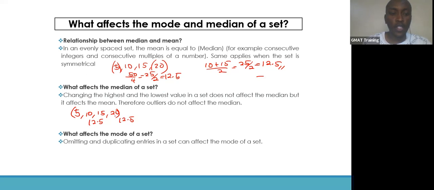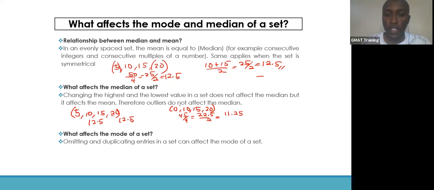Now, let's change the outer values. Let's change 5 to 0 and have 0, 10, 15, and 20. What's our new mean? It's 20 plus 10 plus 15, that's 30 plus 15, 45, divided by 4. This is 22.5 divided by 2, and this is 11.25. All right, that's our new mean.